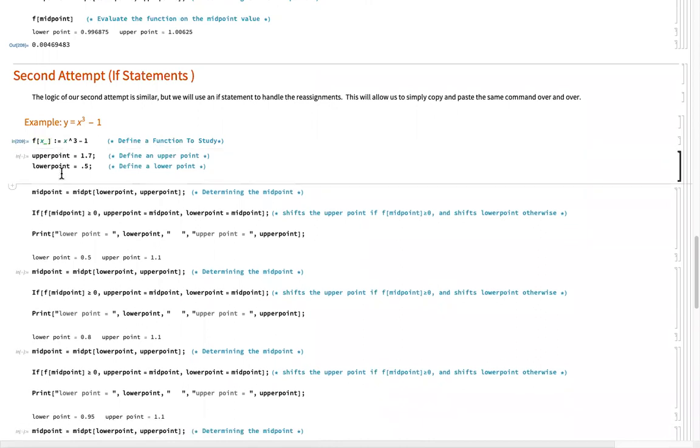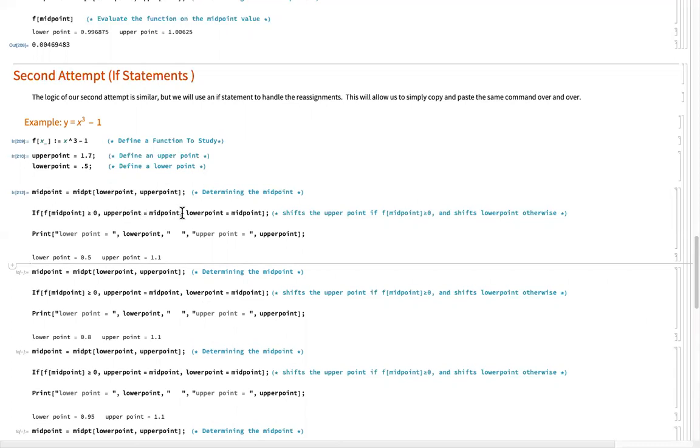I'm going to make the same initial guess just so we can compare easily. And, oh, went a little too far. Okay, midpoint's defined the same way. And this time I'm going to say if the function evaluated at midpoint is greater than or equal to 0, well then I'll move the upper point down.